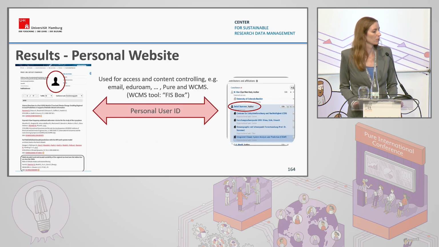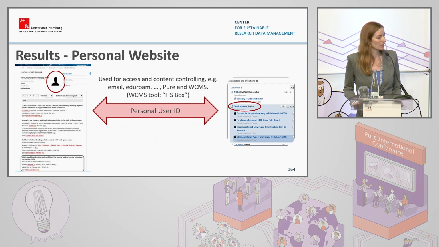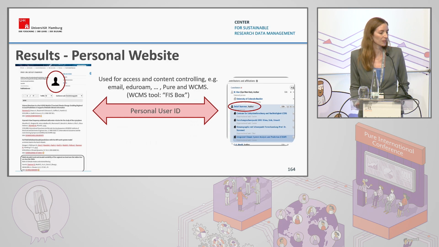So how we do that for the personal website. For the personal website, we have a personal user ID. This is actually an ID we're reusing. Everyone who has a contract with the university gets a personal ID, and it's used for everything, for access and content controlling when you want to get access to your email accounts, edu-room, also to log into Pure and the web content management. So it's a perfect identifier you can easily reuse to see your personal Pure content on your personal website.